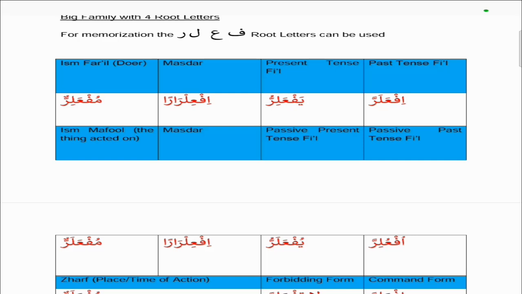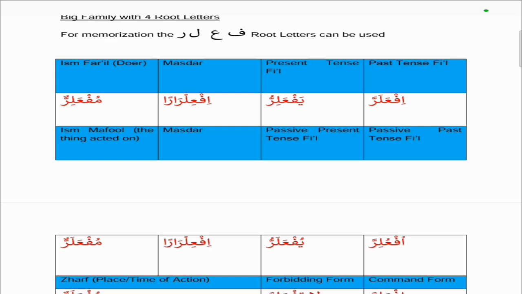The ism fa'il is muf'alirrun, so it's similar to the present tense. Just change the ya to a meem with a dhamma and make it heavy. And the passive past tense follows the u-i sound, so uf'ilirra. And the passive present tense is yuf'alarru. You can see it's the u and the a sound, as well as all the harakat at the top.